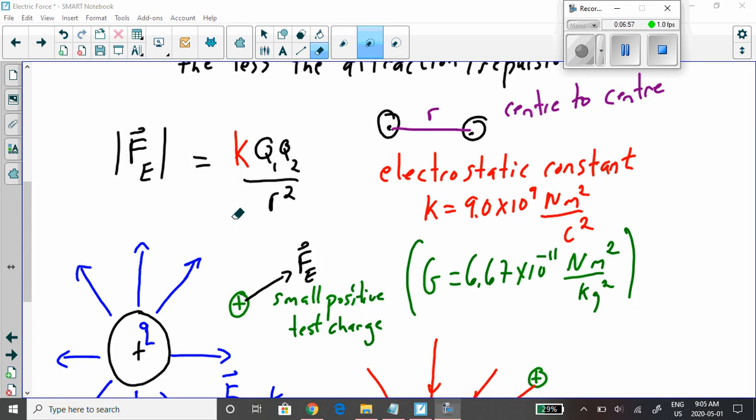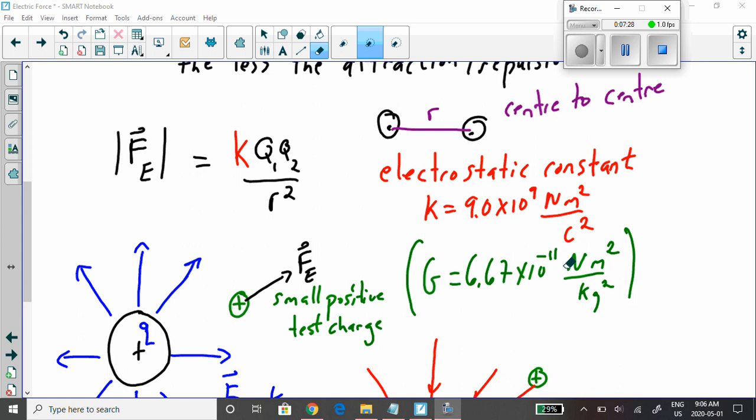So we're ready now to establish not F big G, but F big E, not gravitational force, but electric force, at least the magnitude of it. And it has not big G, but K, not a universal gravitational constant, but an electrostatic constant. Look, 9.0 times 10 to the 9 newtons meters squared over coulomb squared. So it's not G anymore. But look at the similarity in the units.